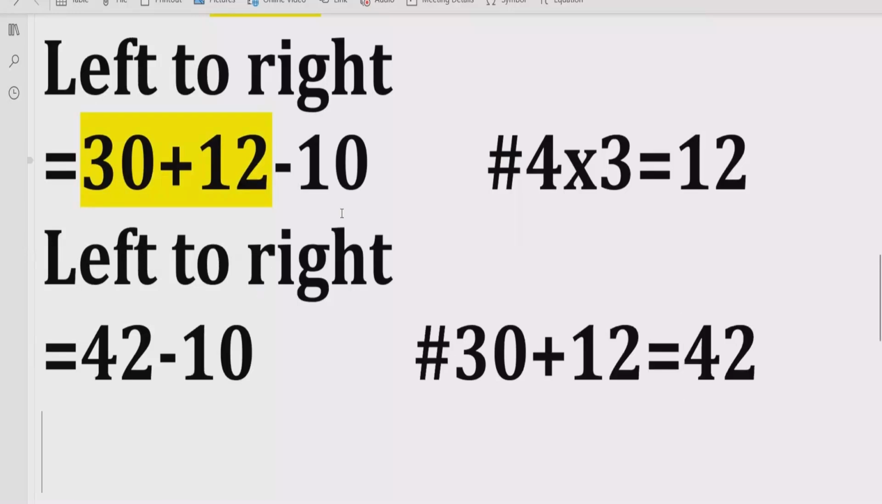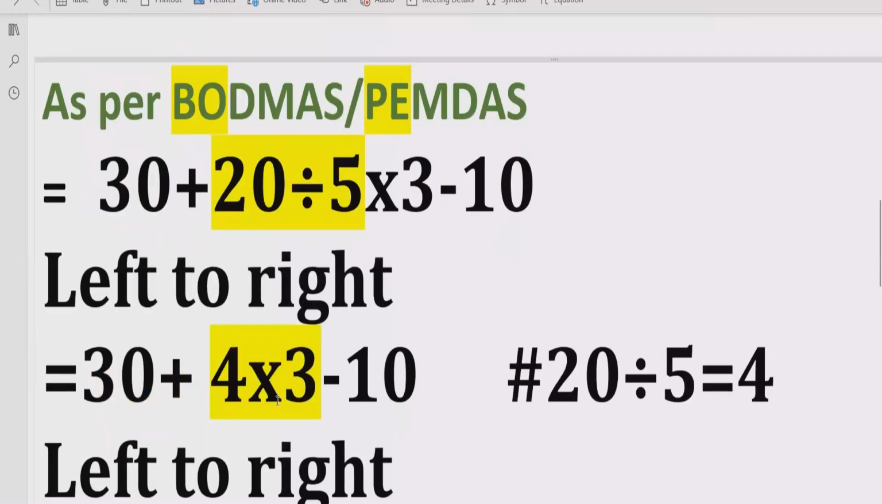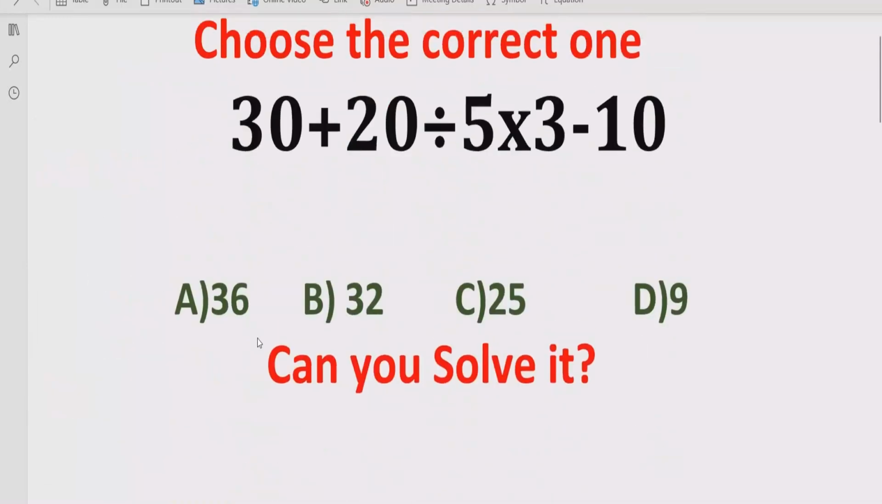42. Now move forward. We have two terms which are subtracting each other. So we will subtract both of them and get the answer 32. So the answer of the given expression is 32. If you see the answer list, answer B is the correct answer of this expression.